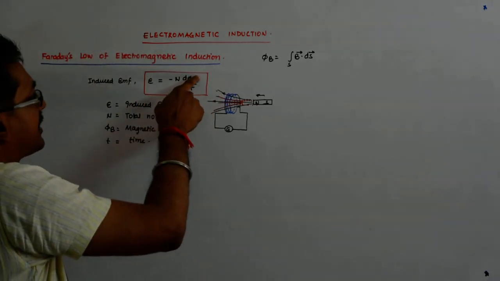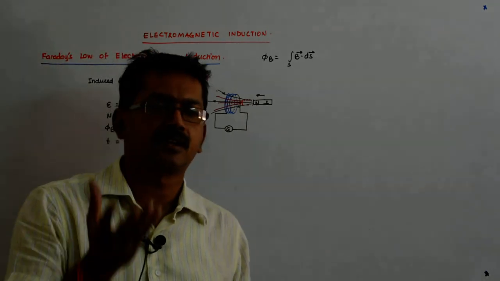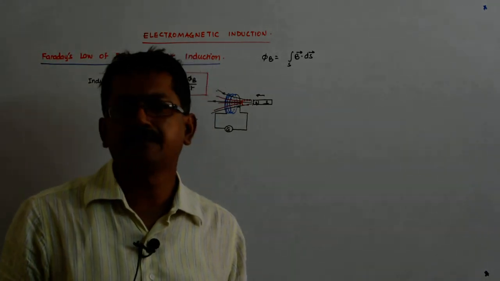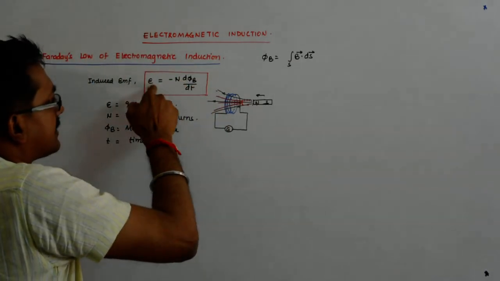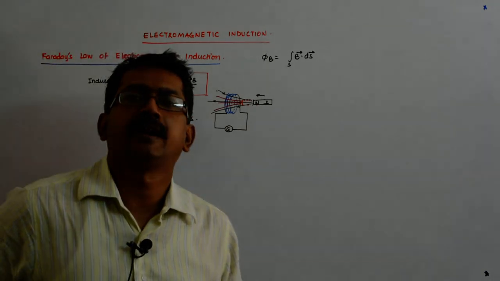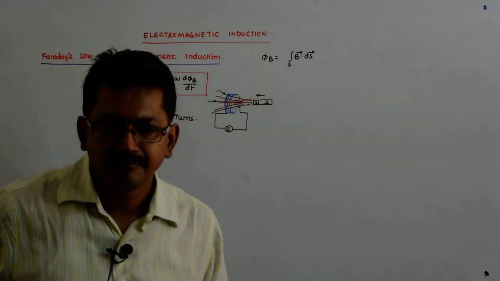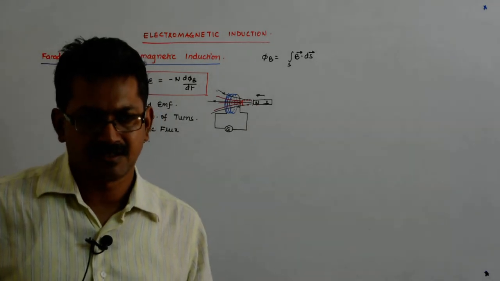The flux has changed, d phi B by dt. It is nothing but change in flux divided by change in time. With time, the flux got changed. The flux got changed. There is N. That's why there was induced EMF. And that's why the relative velocity became important. You understand?